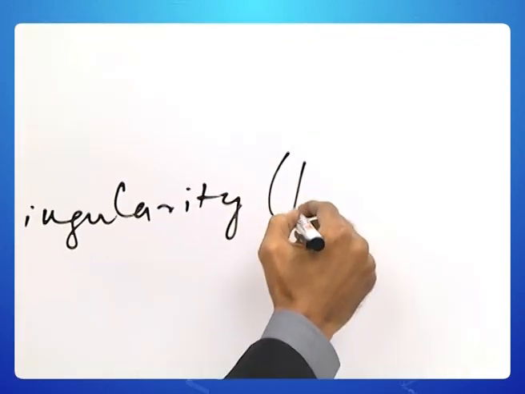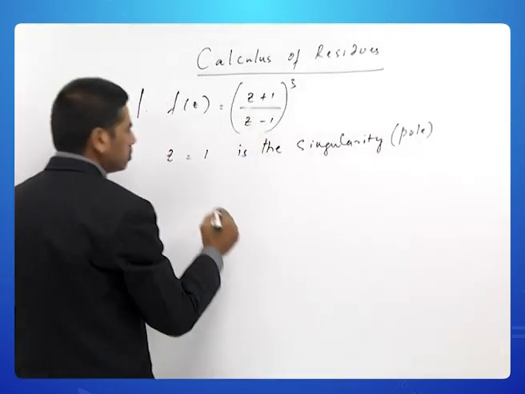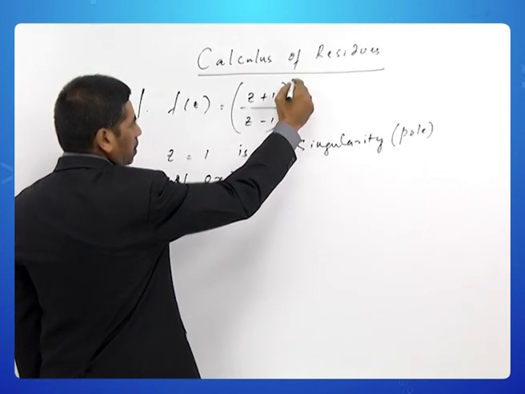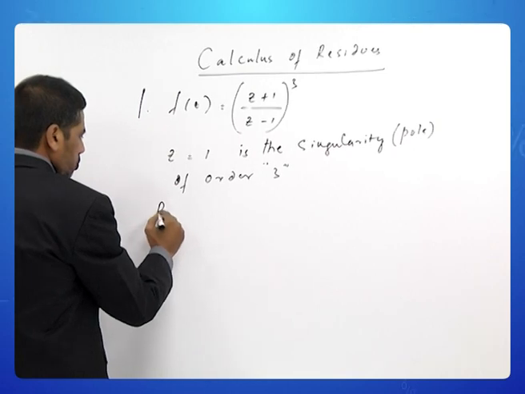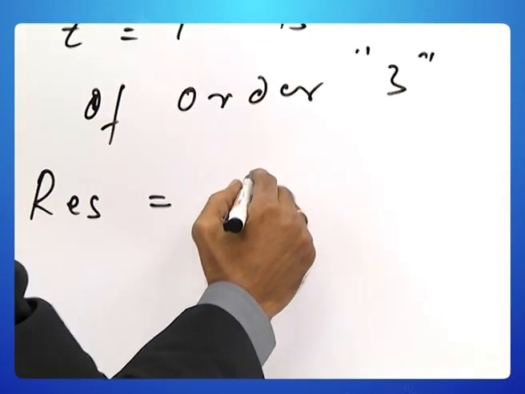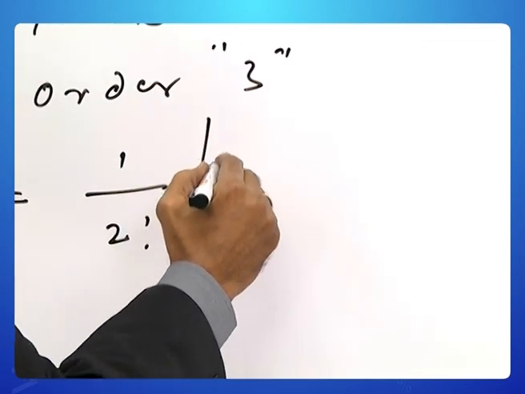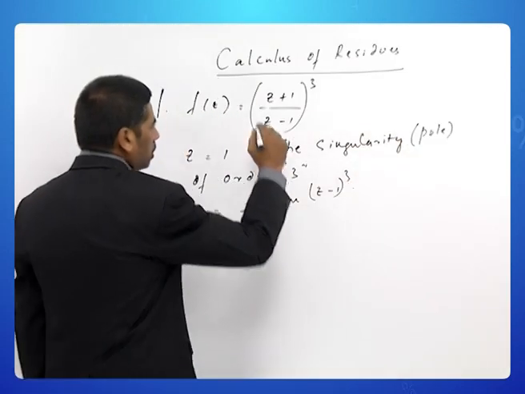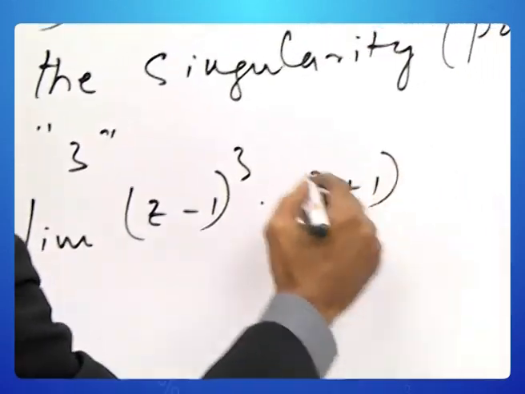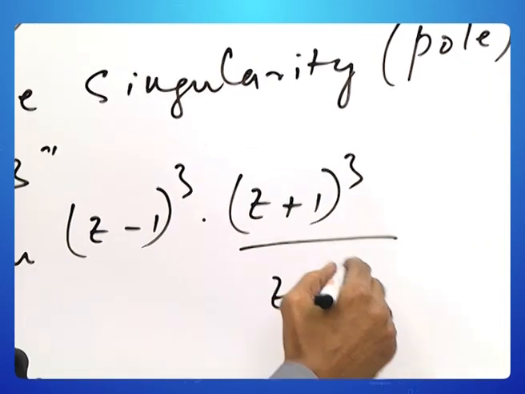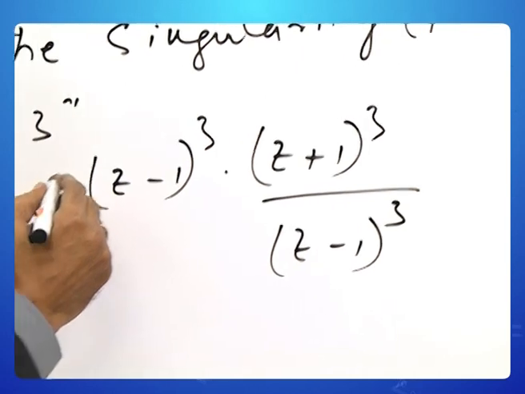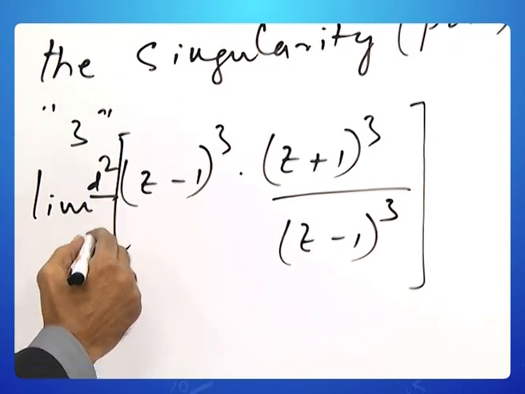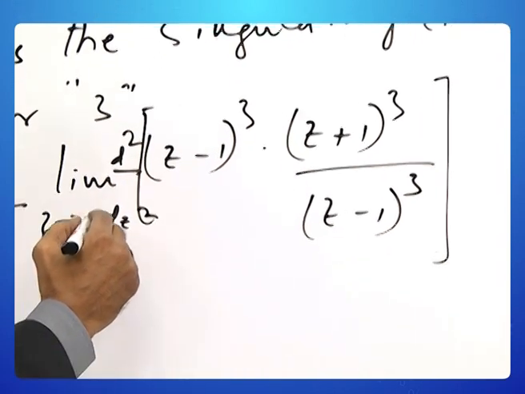In this case, it's a pole of order 3. We can see it here. So the residue is 1 by 2 factorial limit of (z minus 1) whole cube into the function (z plus 1) whole cube by (z minus 1) whole cube. But we must differentiate this 2 times, d square by dz squared, as z tends to 1.